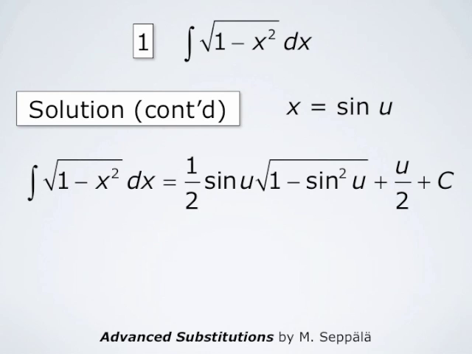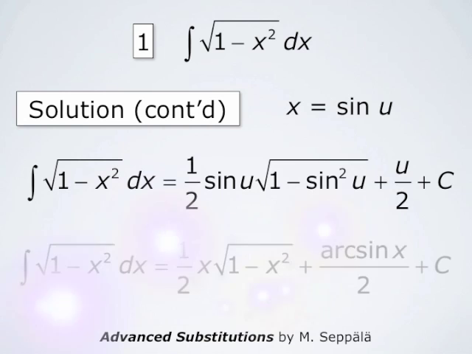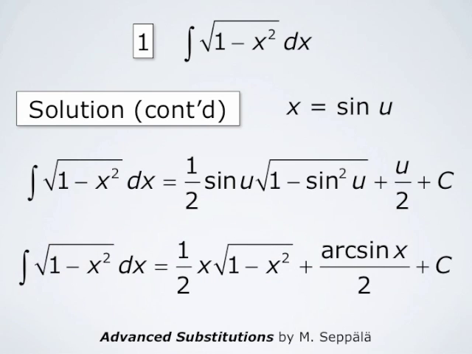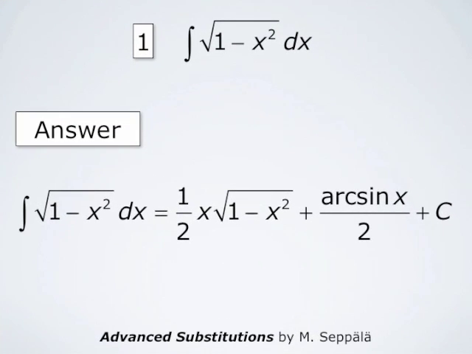And we may now replace sine of u with x, and u has to be replaced by arc sine of x. We get that the integral of square root of 1 minus x squared dx is 1/2 x square root of 1 minus x squared plus arc sine of x divided by 2 plus constant of integration. And this is our answer. Integral of square root of 1 minus x squared dx is 1/2 x square root of 1 minus x squared plus arc sine of x divided by 2 plus constant of integration.